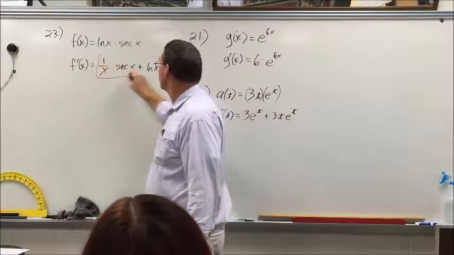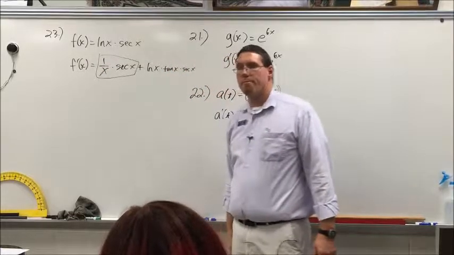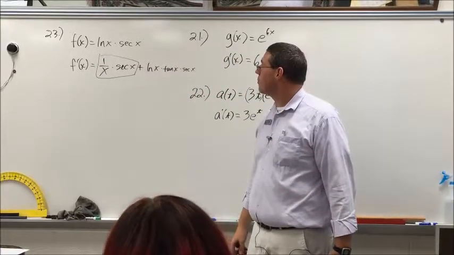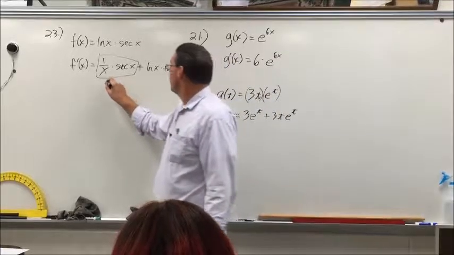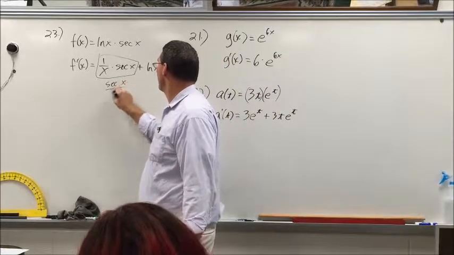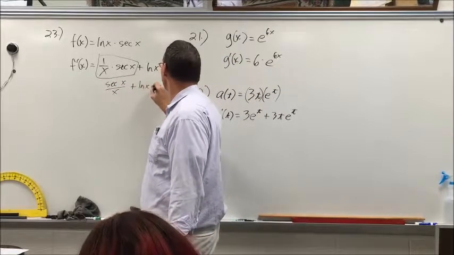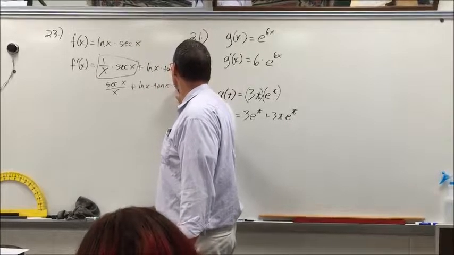This right here, you can make that secant of x over x. Yeah, you can make that one secant of x over x. So it would wind up being secant of x over x plus natural log of x times tangent of x times secant of x.